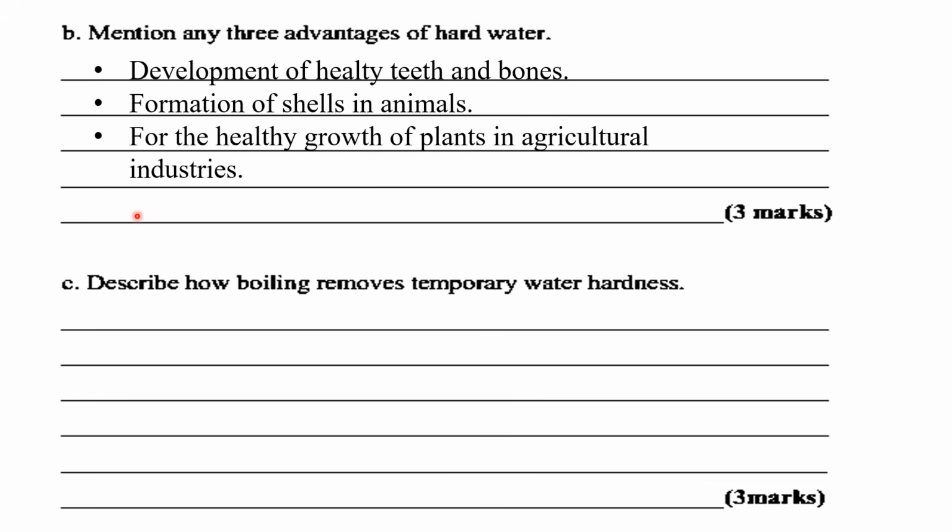Hard water also is helpful for healthy growth of plants in agricultural industries. Calcium and magnesium salts are beneficial in the growth of plants.